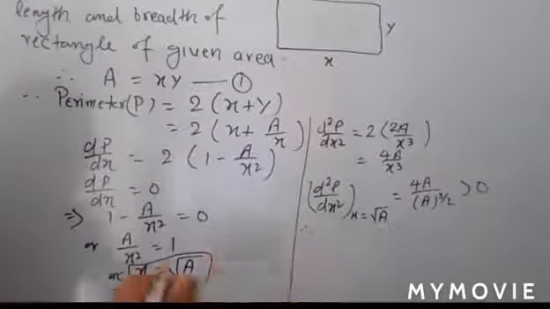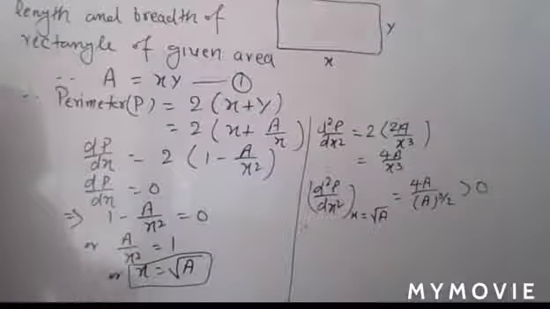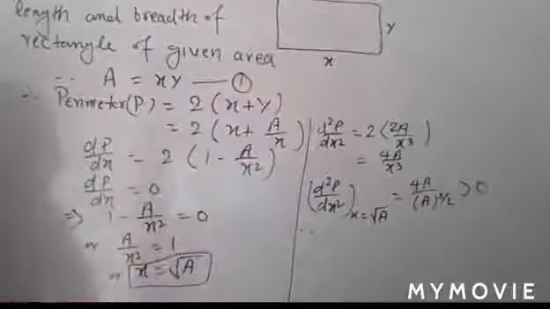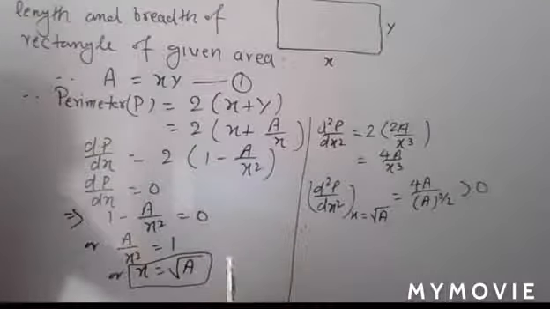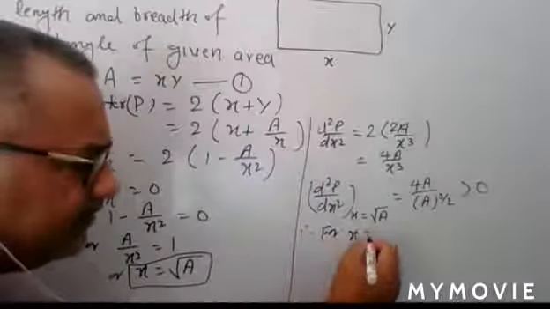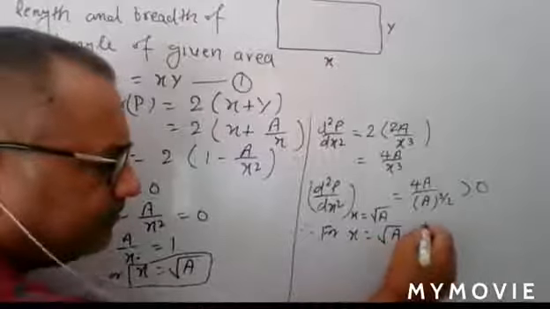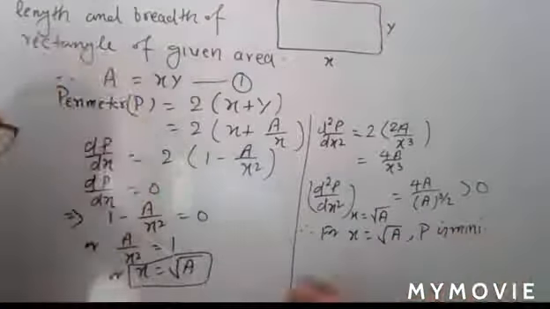Here you only have to prove that this rectangle is a square. When you say that any rectangle is a square, then its length and breadth are equal. Means if x and y are equal, this rectangle becomes a square. Actually in this case, you prove that your perimeter is minimum. So you can write, hence for x equal to under root a, P is minimum.